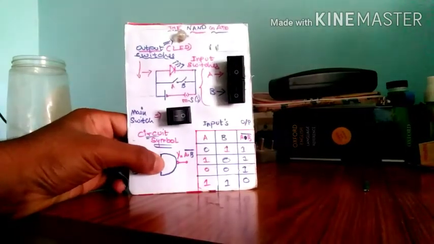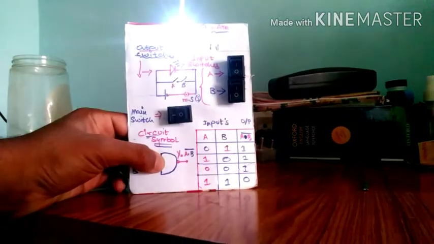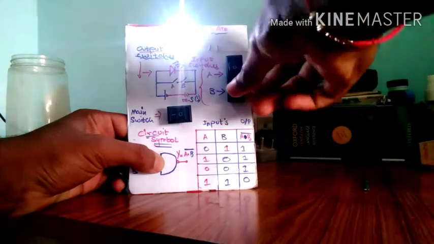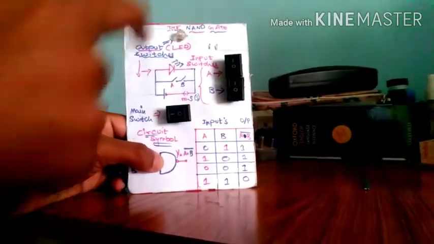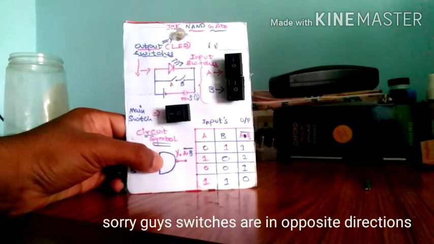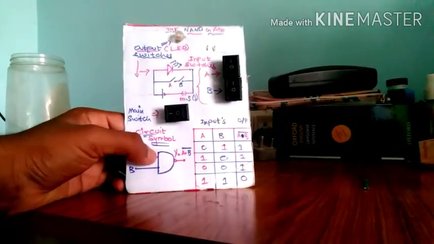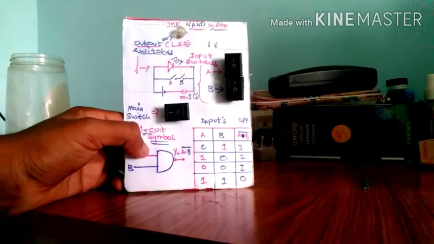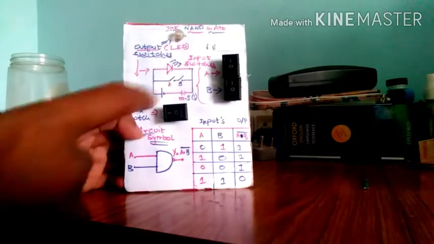And for the last one, that is A is equal to 1 input and B is equal to 1 input. Let's test out the output. This means turning on both switches. Now you can see the output is 0 as the LED is not lightened up. So this is the truth table proof of the NAND gate, and hence the NAND gate table is proved, and this is the circuit symbol.